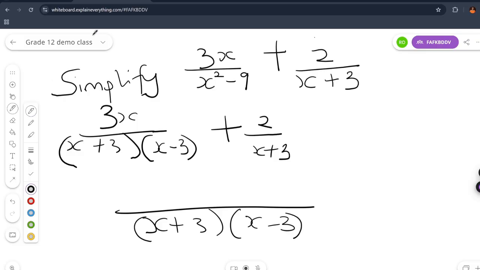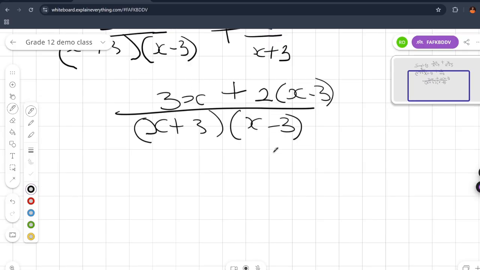So (x plus 3)(x minus 3) will go into (x plus 3)(x minus 3) one time. That means 1 times 3x, so the numerator will be 3x. Then plus, x plus 3 will go into this LCM x minus 3 times. So here now we will have 2 times (x minus 3). Then we can solve further, we can simplify.